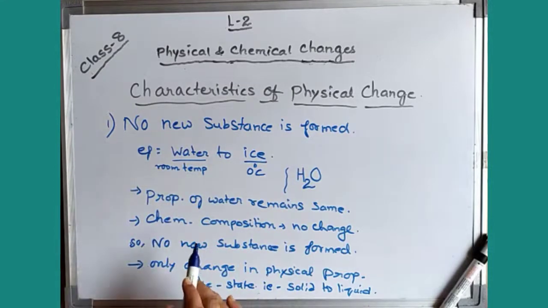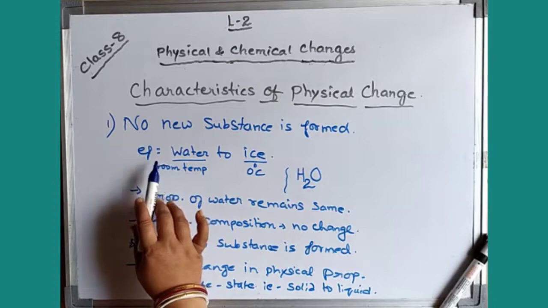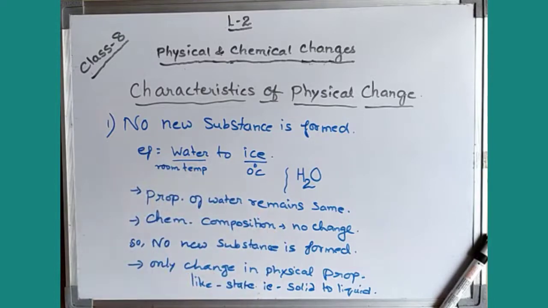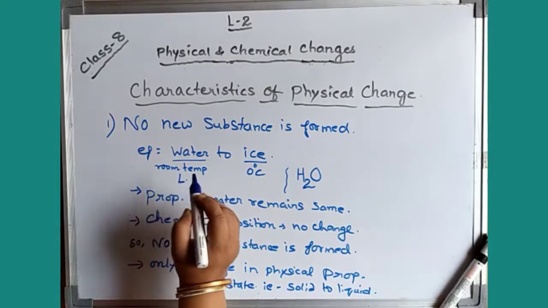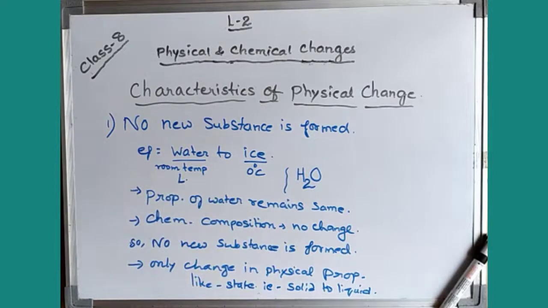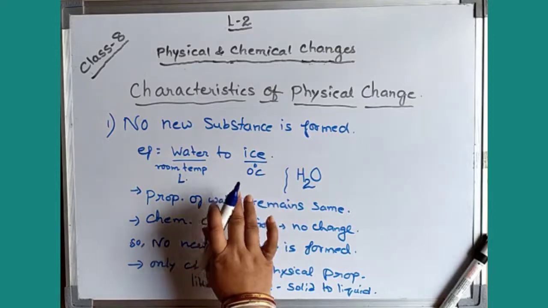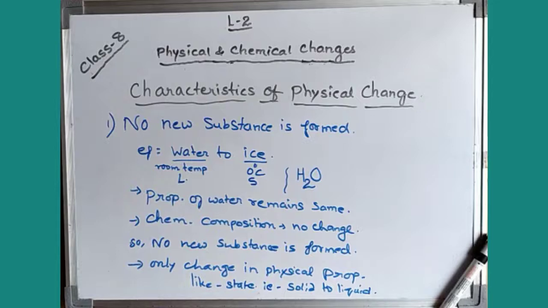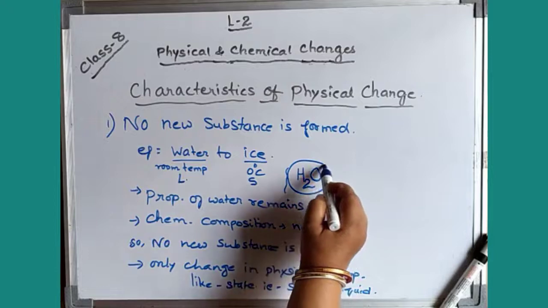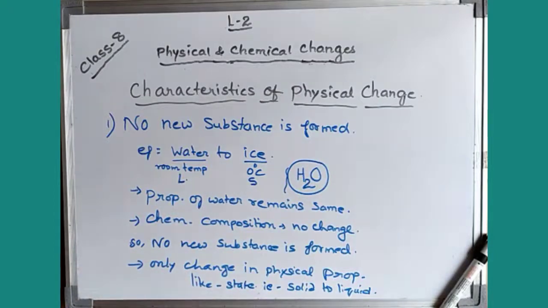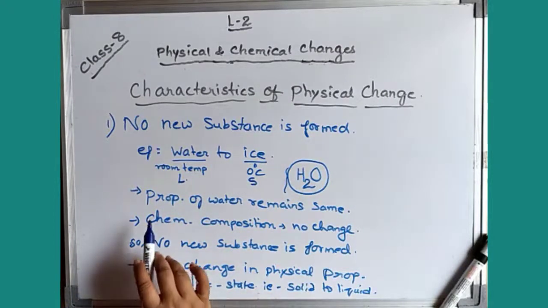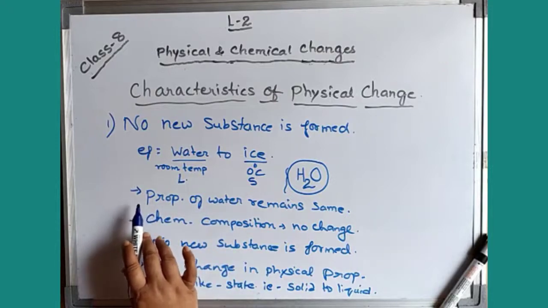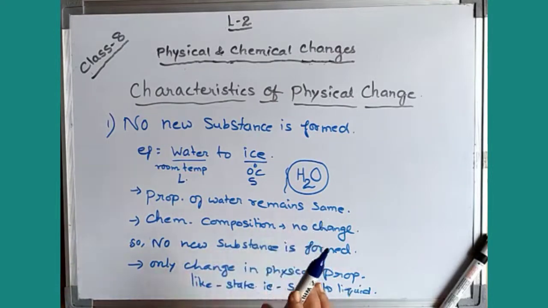Let us take one example to explain it clearly. Water to ice. We often see that the water at room temperature remains in liquid state. Now when we put it in the freezer of the refrigerator at or below 0 degree, it changes to solid state, that is known as ice. So change of state is occurring. But the chemical composition, that is the hydrogen and oxygen combination of the water, remains the same. That means the chemical properties of the water remain the same.